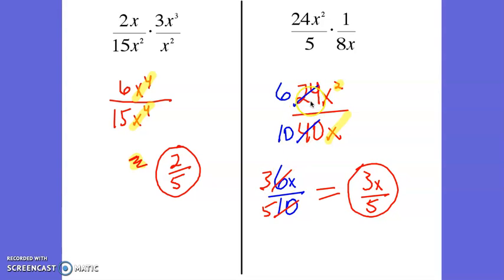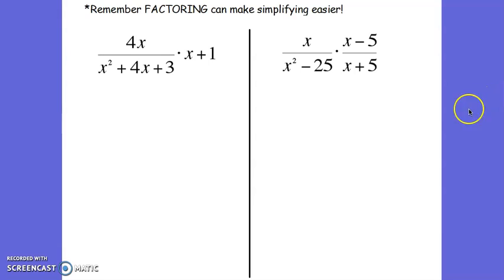Or if you take an 8 right away out of both 24 and 40, you'd get it down to 3/5. So 3/5 times x, or basically 3x over 5, would be a good final answer. Let's try a few more tricky ones with a little bit more going on. Try these two, again thinking back to what we did with simplifying.